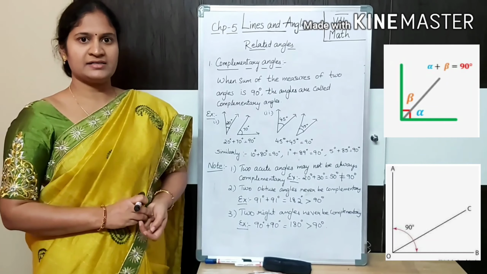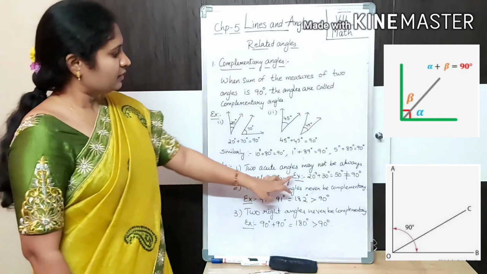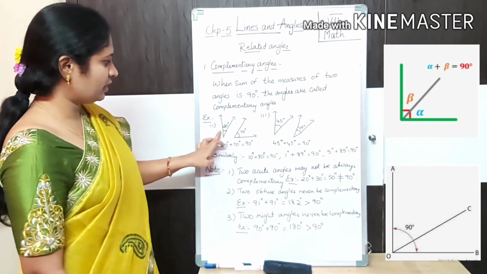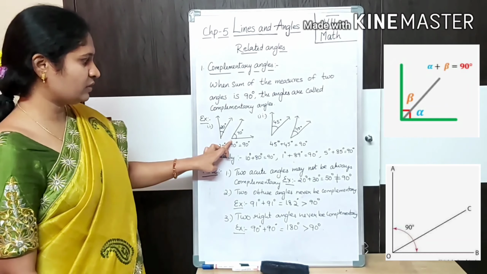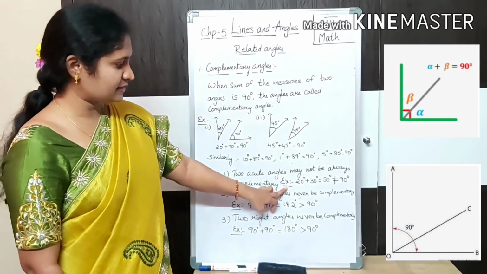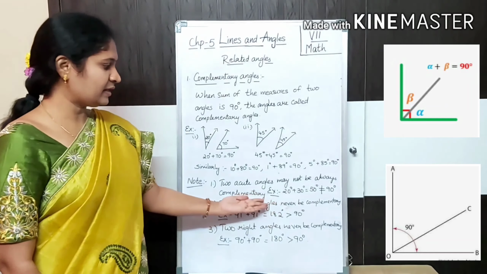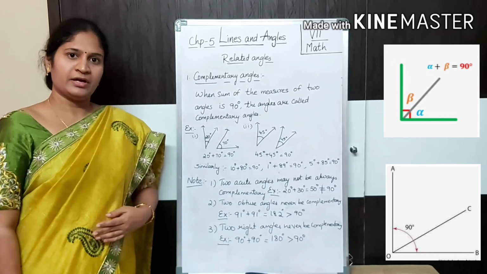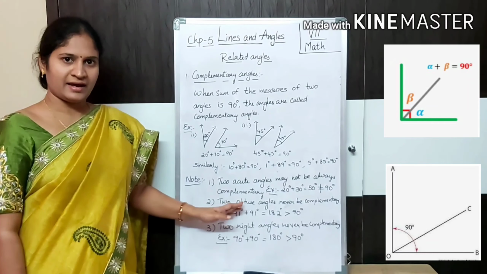Here I have given a detailed explanation for your question. If I take two acute angles, these two acute angles may or may not be complementary. Why? Because you have taken two acute angles, but the sum of the two acute angles needs to be 90 degrees. Here I have given an example. 20 degrees is an acute angle and also 30 degrees is an acute angle. But the sum of 20 degrees and 30 degrees is 50 degrees, which is not equal to 90 degrees. So we can conclude that two acute angles may not always be complementary angles.